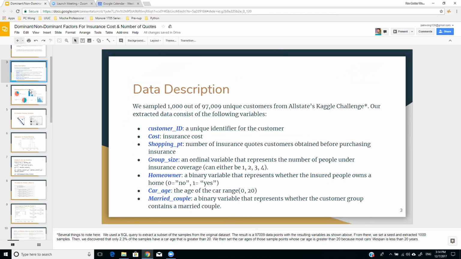Group size is either 1, 2, 3, or 4. Homeowner is yes or no. Married couple is also yes or no. The car age is the age of the car, ranging from 0 to 20.